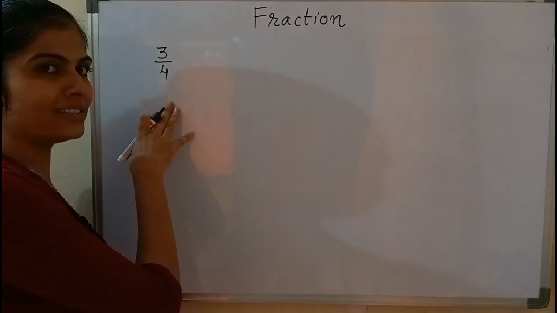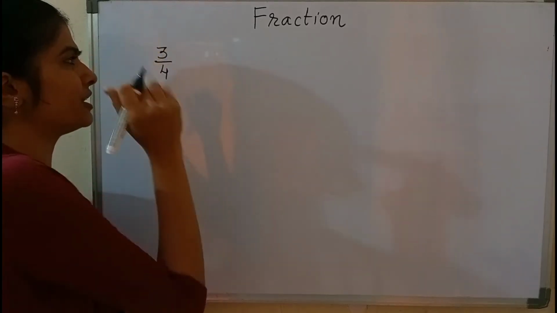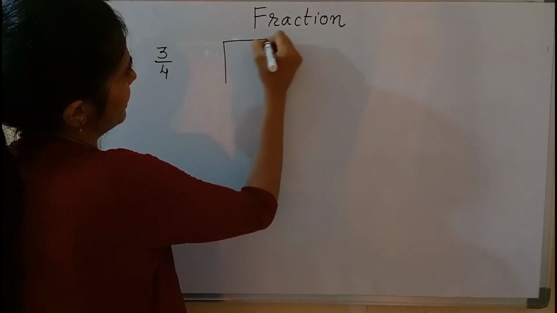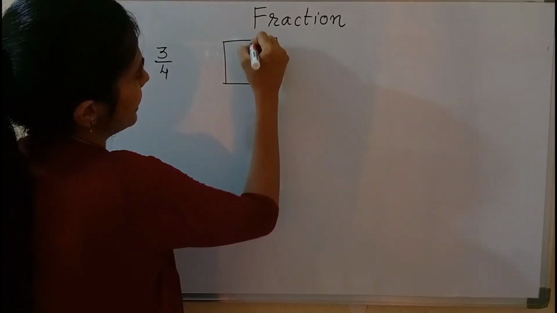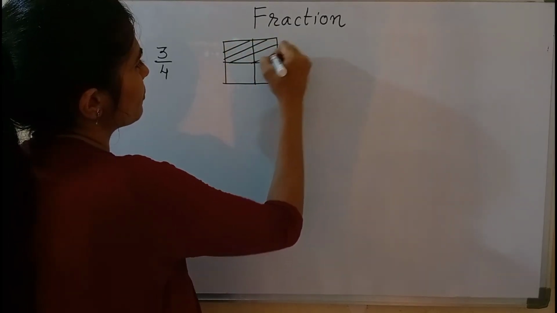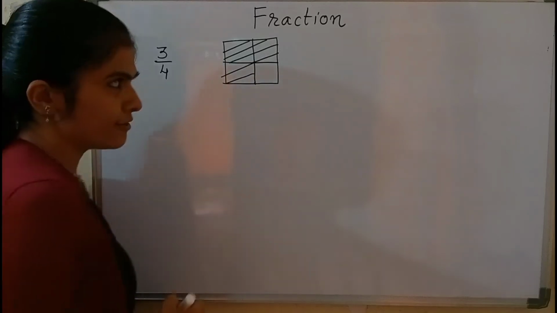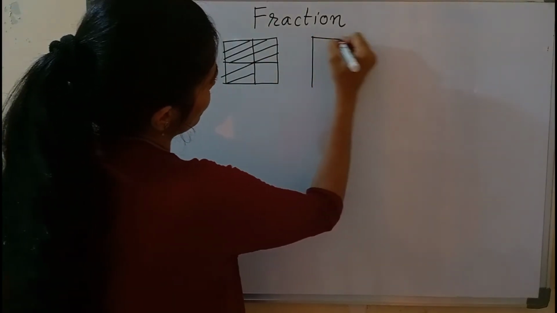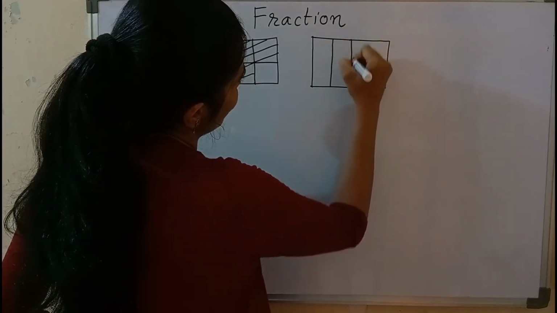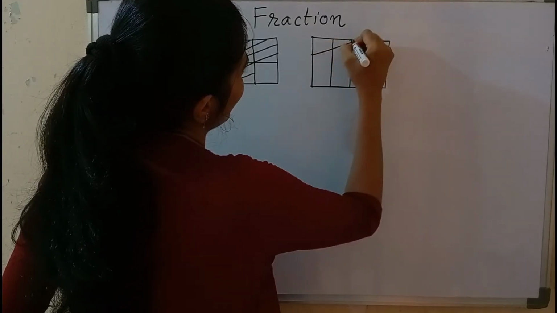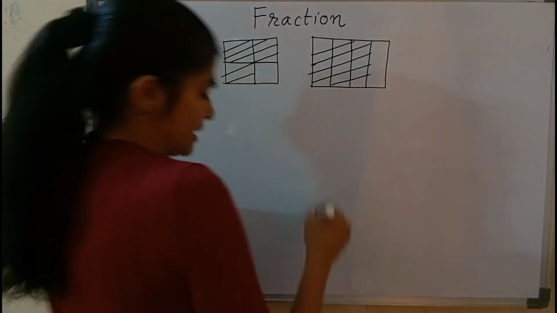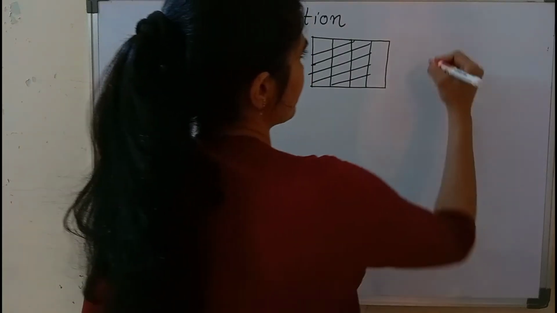It means that I divided something into 4 equal parts and I got 3 parts out of it. How do I represent it in terms of a diagram? I need to divide into 4 parts. So I can go like this, a square, and divide it into 4 equal parts, right? This is 3/4. I can also go with division in terms of columns, and I can divide it into 4 equal parts, and I need to highlight 3 parts. This is also 3/4.